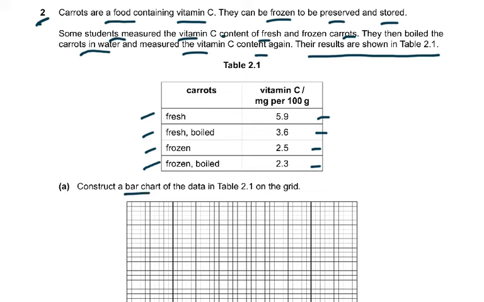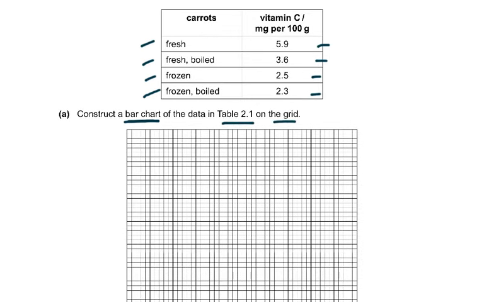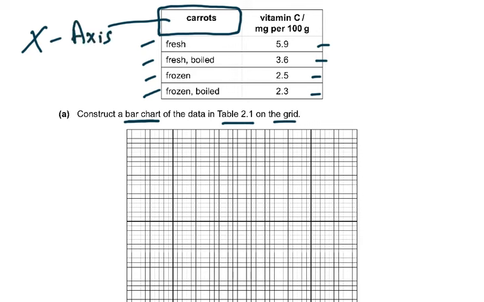Construct a bar chart of the data in table 2.1 on the grid. So how do you do a bar chart? Now the rule, please remember, is always that the first column goes on the x-axis. I've told this time and time again. And this will always go on the y-axis.